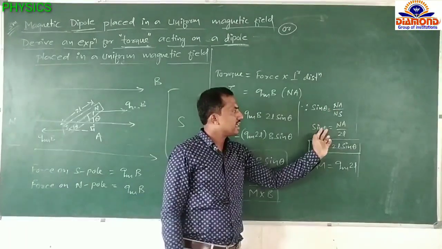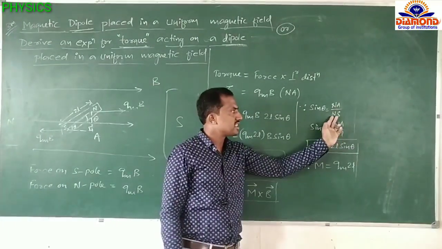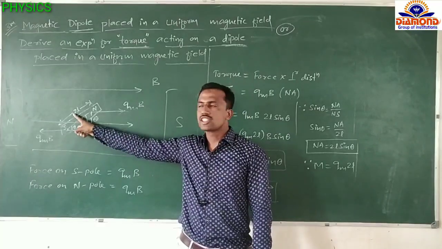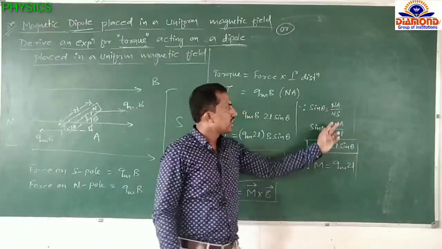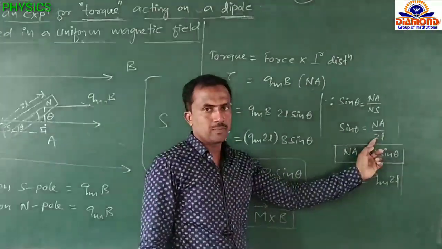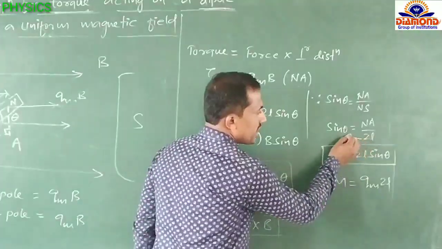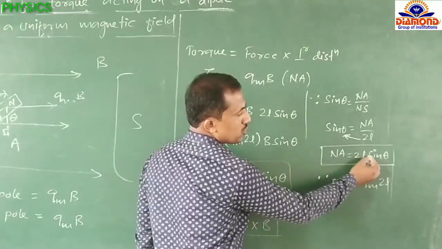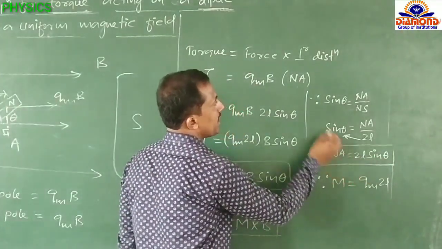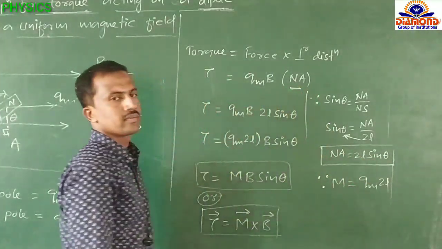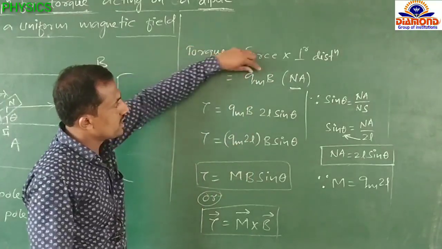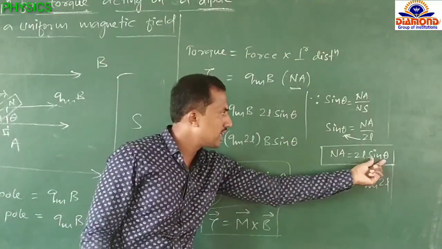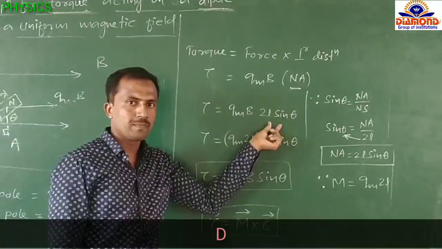NA, sin theta is as it is, NA is as it is. NS, what is NS? The distance between two poles. The distance between two poles is 2L. In place of NS, we are writing 2L. Then NA equals 2L sin theta. Substitute this value in this equation. Torque is as it is, QMB is as it is. In place of NA, we are writing 2L sin theta.